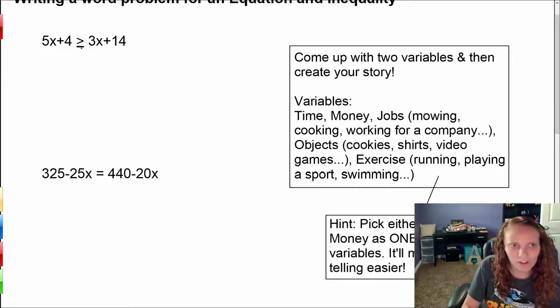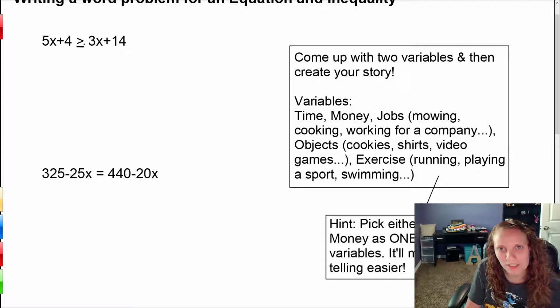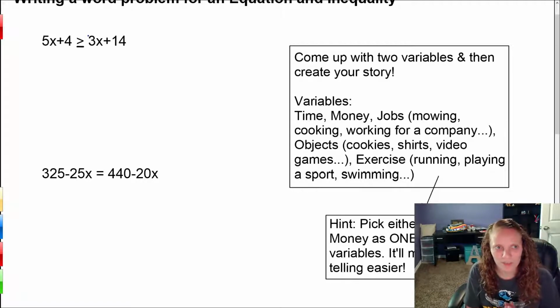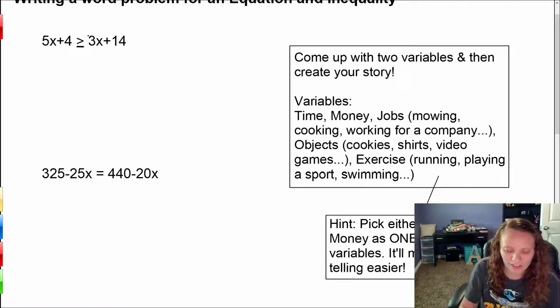Now with inequalities, we need to remember some of those keywords that we saw on a previous lesson. It was a chart, and key phrases could be like at most or at least or no greater than or less than or fewer than. So we need to keep some of those phrases in mind and make sure that when we tell our story, we're using the correct phrase that goes along with that inequality.